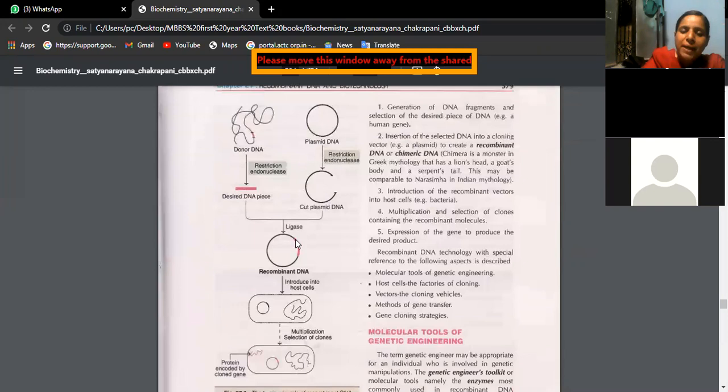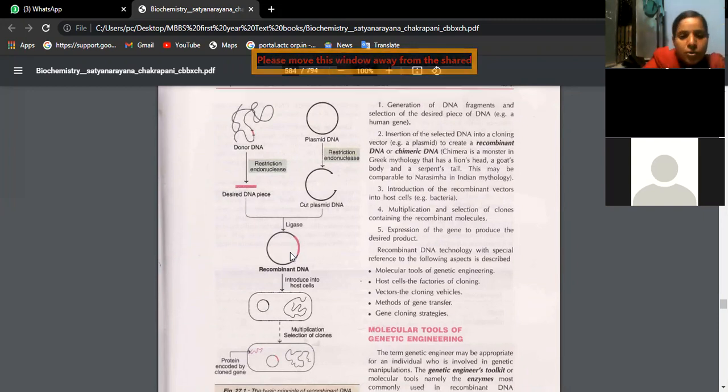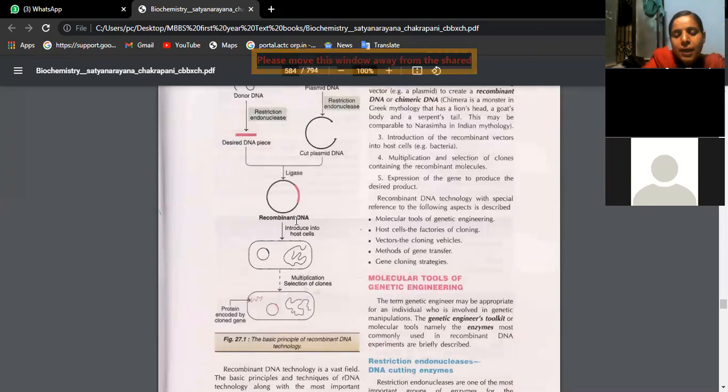This bacterial plasmid will now have genetic information coding for, for example, the insulin hormone. You will insert this recombinant DNA into a bacterium which will have the enzyme machinery to synthesize that particular protein. Insulin is a hormone which is chemically protein in nature. Clotting factors are also protein in nature. Most of them are basically proteins.